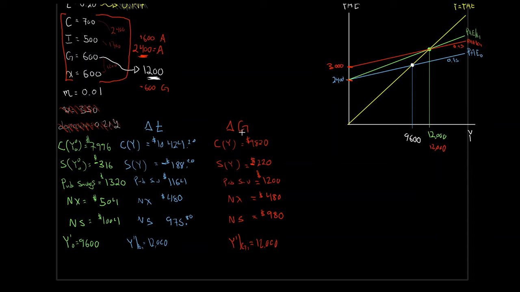All this is really to show is that, hey, we can have the exact same outcome, ending up at 12,000, but included in this are actually very different levels of consumption, savings, et cetera, as we go through it. So let's explore that. Let's take a look at that and what it all means. So first of all, change in taxation, we see that consumption jumps massively. Consumption jumps to over $10,000 versus change in government expenditure.